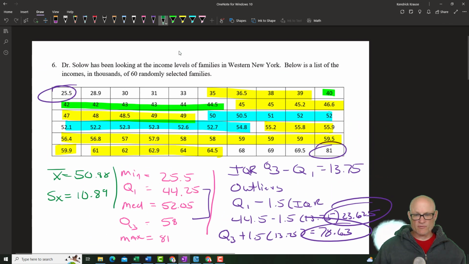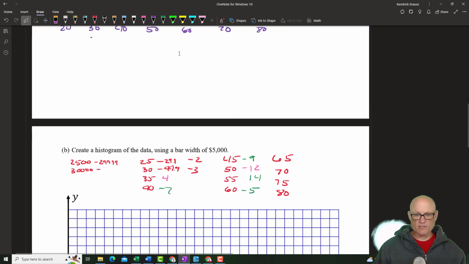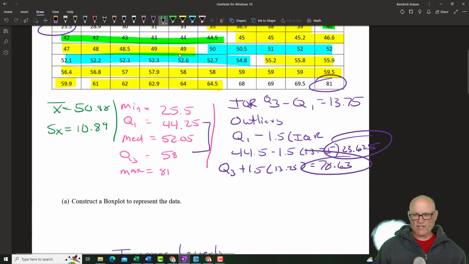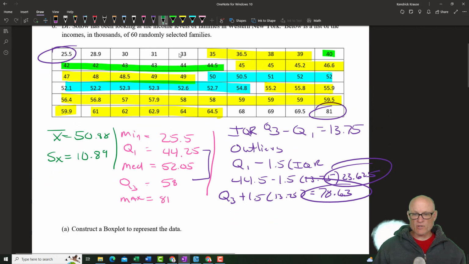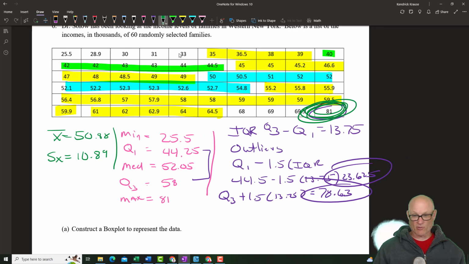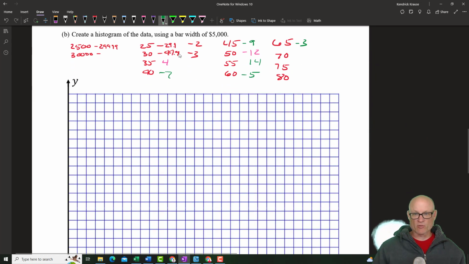68, 65 to 70 would be 3. Why is 81 not an outlier? Oh, 81 is an outlier. This one is not an outlier, but I thought this isn't the question I wanted to do. I don't know what the question is I want to do, but 81 is an outlier, right? Because it's up here. So then we got this weird one that's way up here from 80 to 85. So this is 1. We do have one weird outlier.